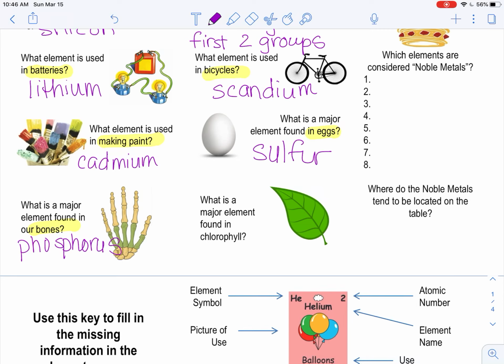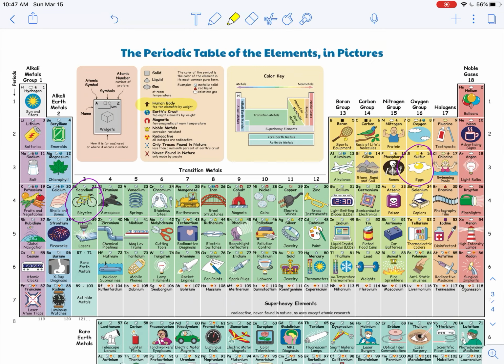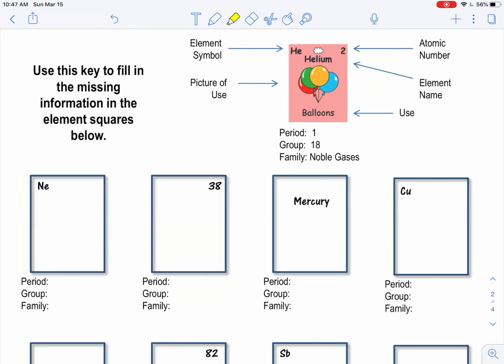And then what's a major element found in chlorophyll? And you might remember from 6th grade that chlorophyll is the part of the chemical in plants that help them to take the Earth's sunlight and turn it into energy, and it's also what makes them look green. So if I'm looking for some plants or leaves, oh, here's one right here. So magnesium.